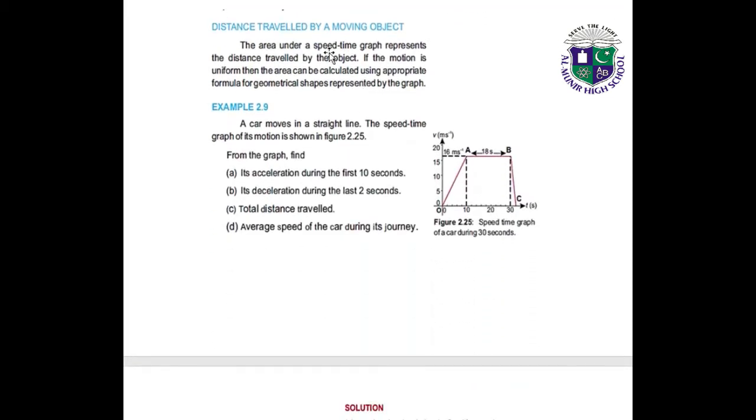Distance traveled by a moving object. The area under a speed time graph represents the distance traveled by the object. If the motion is uniform, then the area can be calculated using the appropriate formula for geometrical shapes represented by the graph. For example 2.9: a car moves in a straight line. The speed time graph of its motion is shown in figure 2.25. Here we have this figure. From the graph, find the acceleration, deceleration, total distance covered and average speed of the car during its journey.